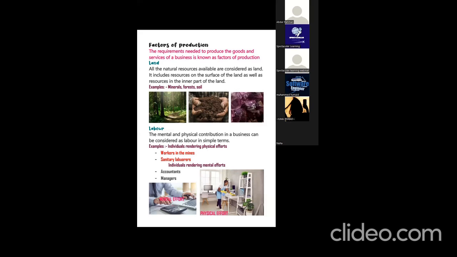Then labor. Labor are the people, that means most of the time the employees. Some of them give their mental effort, some of them give their physical effort. Individuals rendering physical effort, like cleaners, have to give their energy to do their work. Cleaners and workers in mines are such people. Individuals rendering mental effort are the people who contribute their knowledge towards the business. Examples are accountants and managers.